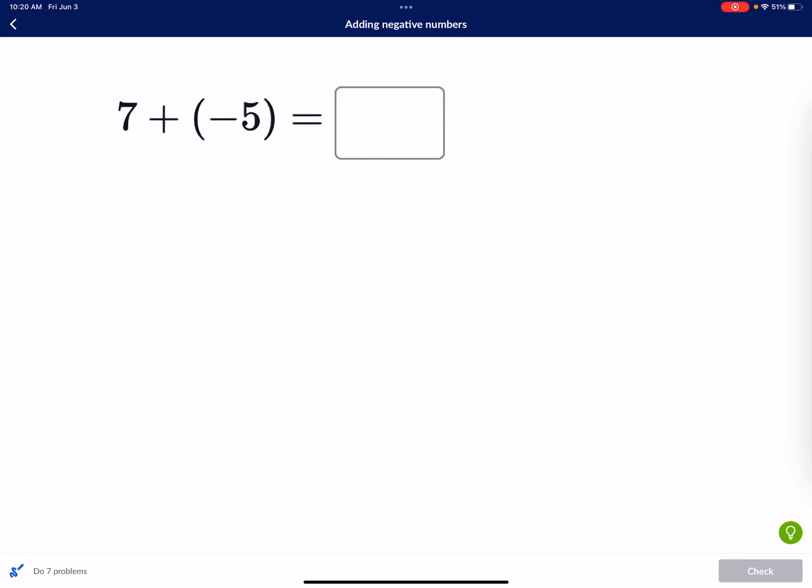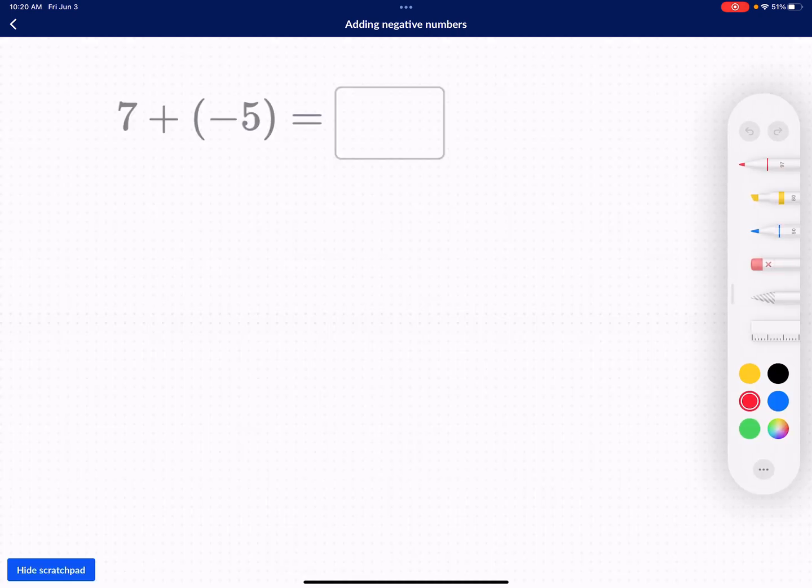All right, so we're going to add negative integers using counters. Let's get started. As you can see, I have 7 positive counters: 1, 2, 3, 4, 5, 6, 7. And then I have 5 negative counters: 1, 2, 3, 4, 5.